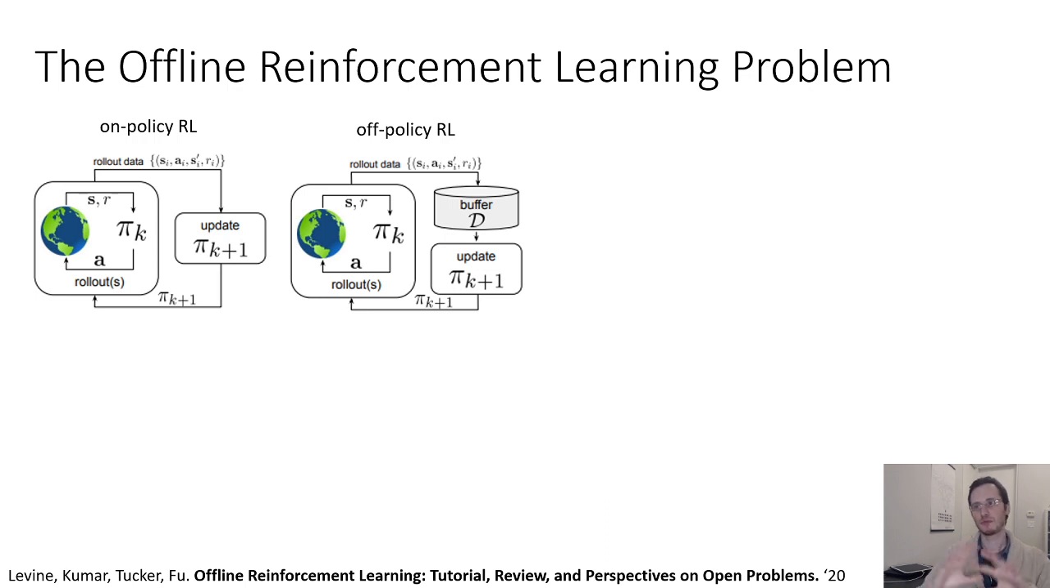Now you could say, well, maybe we just stop doing that. Maybe we just store that data and we don't redeploy the new policy. It turns out that with conventional off-policy RL methods, that's a very bad idea. It works very poorly, and I will explain why shortly. There's actually a very good reason for it.